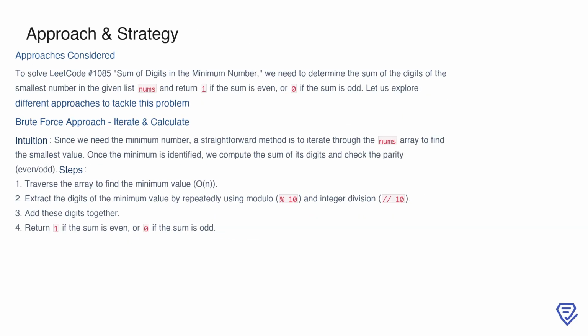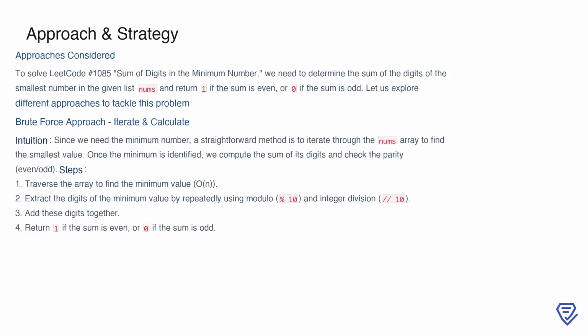To solve LeetCode problem number 1085, we need to calculate the sum of the digits of the smallest number in the given list, nums, and determine if the sum is even or odd. If it's even, we return 1, otherwise, we return 0. One straightforward way to approach this is the brute force method. The intuition here is simple.